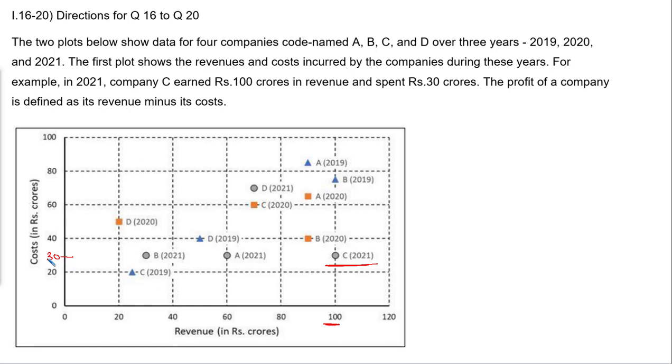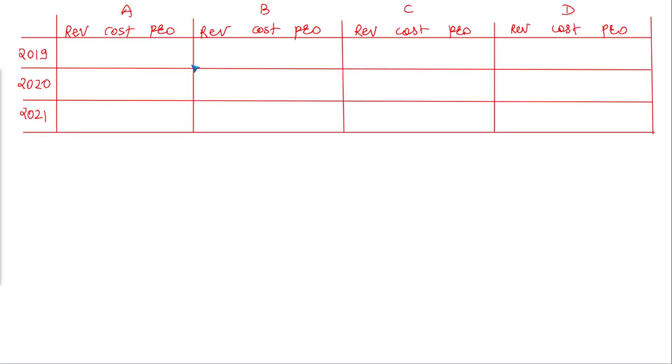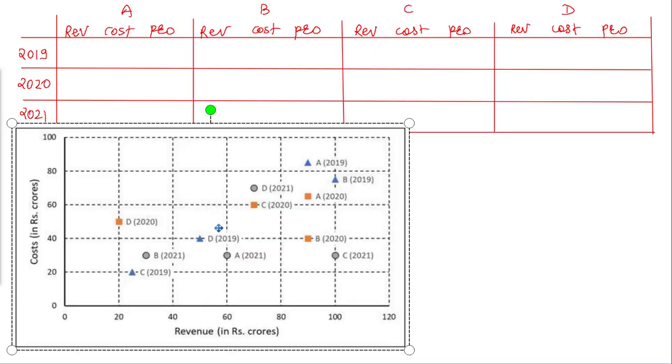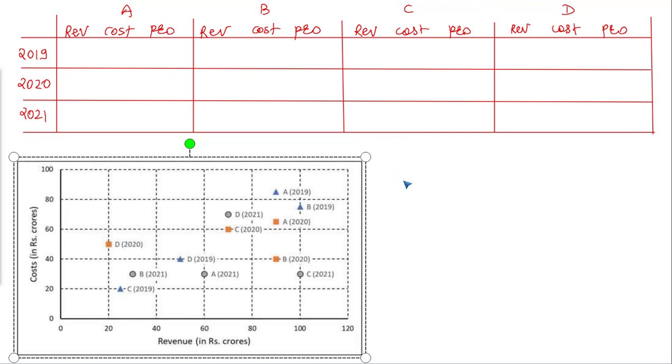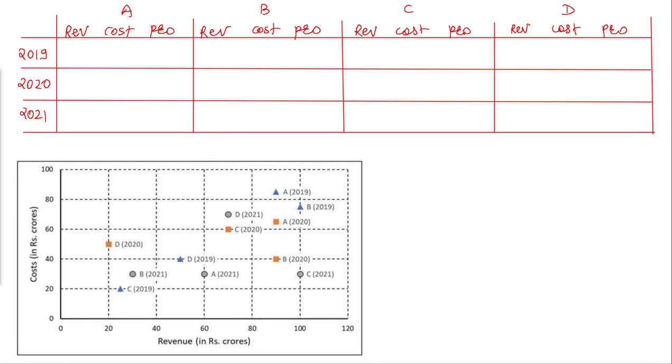So first of all, what we need to do is, let's convert this graph into a table quickly. The table is going to be like this. So let's represent this data in this table. In the year 2019, the data is represented by a triangle. So for company A, the revenue is 90. The cost is somewhere over here, let's call it 85. So the profit is 5.